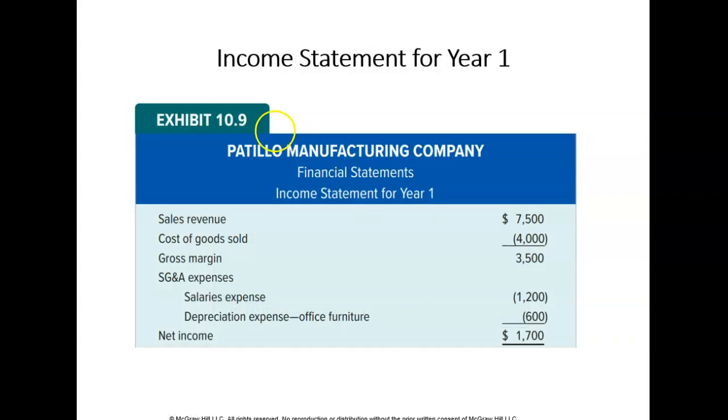So now let's take a look at a partial income statement, actually the complete income statement. Here is the actual sales revenue for the sale of those products. That was $7,500. The cost of goods sold shows how much we paid to make those products that were sold. That cost was $4,000. They gave us a gross margin of $3,500. Next, you have your operating expenses for salaries and depreciation that total $1,800. Remember, those are going to be expensed right away.